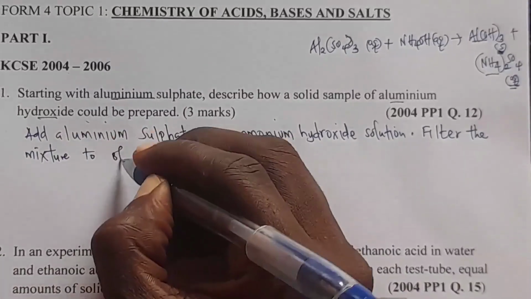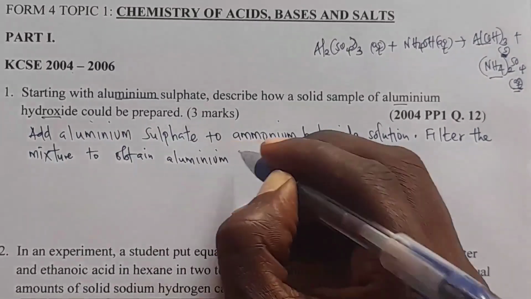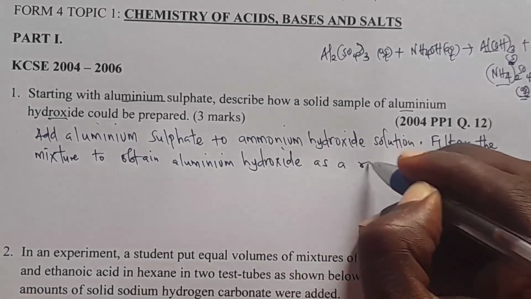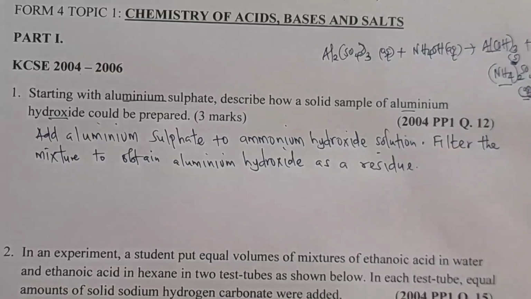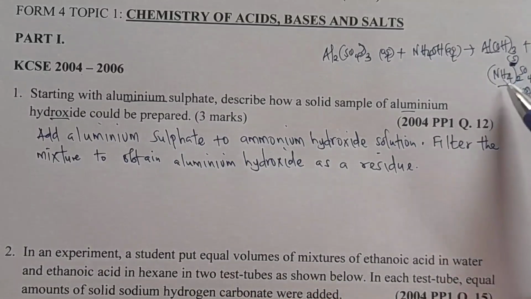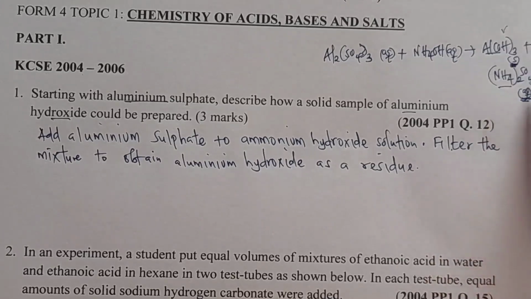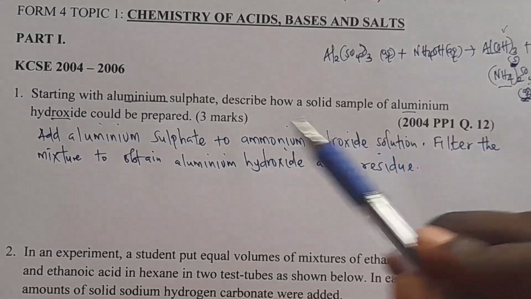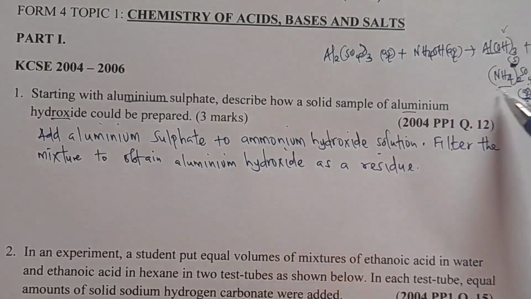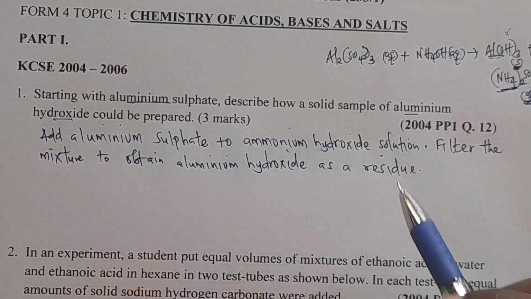So to obtain aluminum hydroxide as a residue. Because as we have written here, aluminum hydroxide is a precipitate, that's a precipitation reaction, but ammonium sulfate is a solution. So when we filter, we are expecting to get a residue and also a filtrate. In this question, we are told aluminum hydroxide is to be prepared. So we don't want ammonium sulfate. We want only aluminum hydroxide. So we said to obtain aluminum hydroxide as a residue.